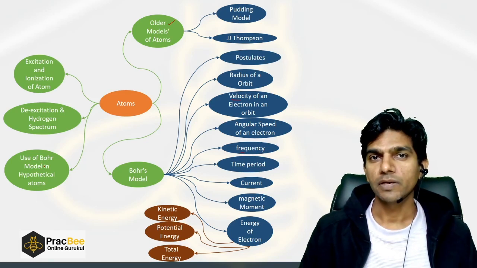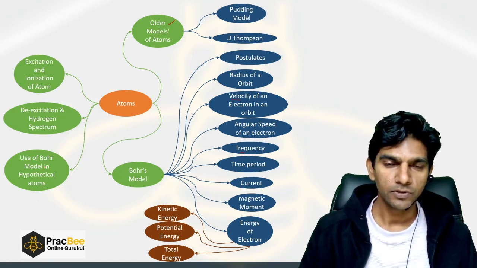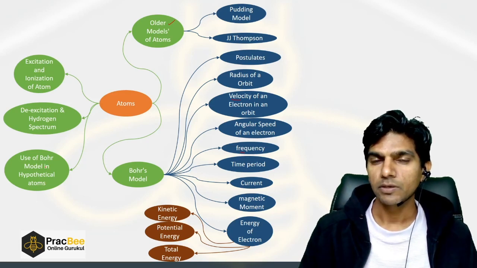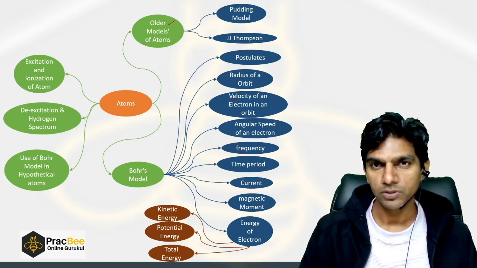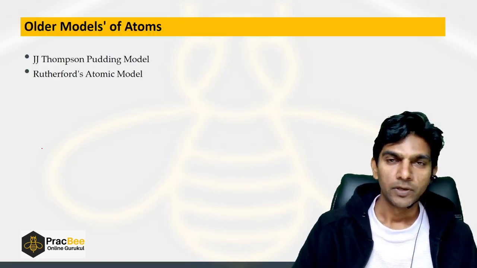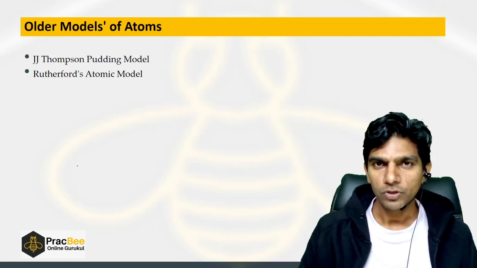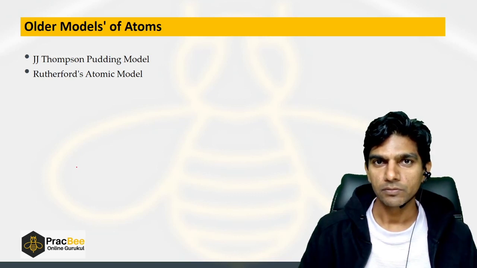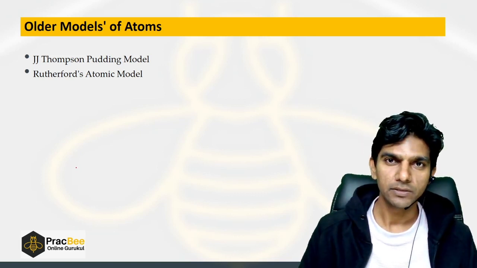And suppose we have a hypothetical model which is not like a hydrogen atom, or we have some other particle instead of an electron, some hypothetical particle, then how to apply Bohr's model in that particular question. Now let us see the two old models which have been discontinued because they are not able to explain some basic phenomena.